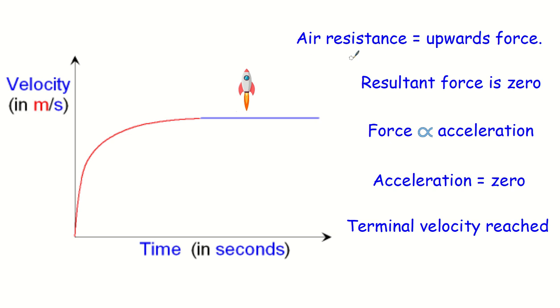Air resistance is now equal to upwards force, and so the resultant force is zero. Now that doesn't mean that the rocket stops. It means that now it continues at a constant velocity, which is why the velocity time graph is horizontal here. Force is proportional to acceleration. Acceleration is zero because resultant force is zero. Terminal velocity has now been reached. So the rocket has reached its maximum speed.